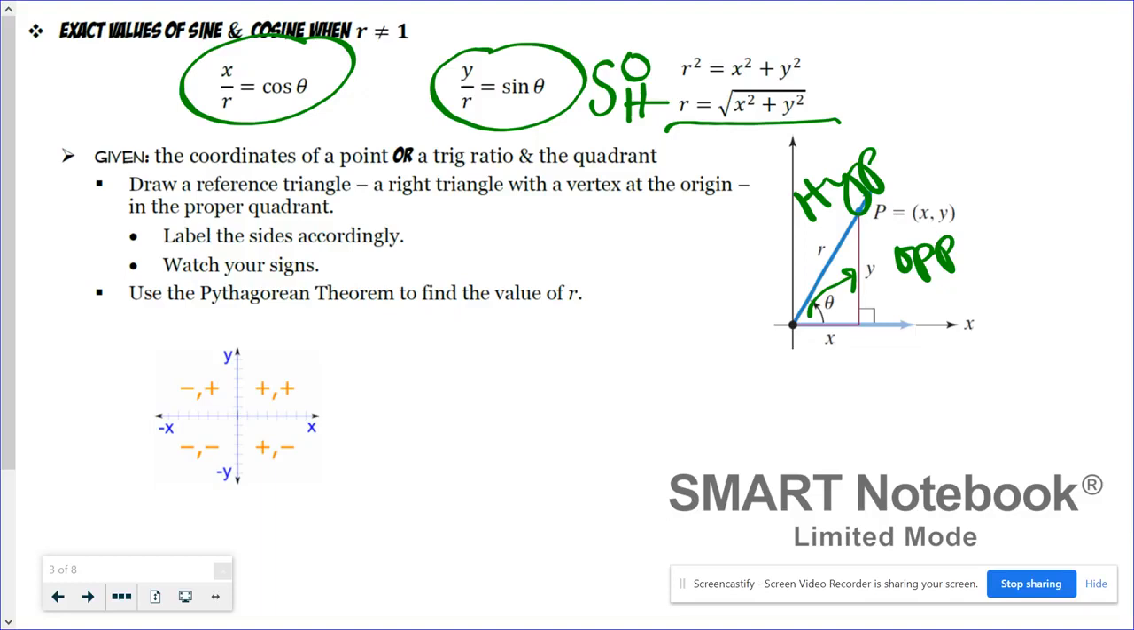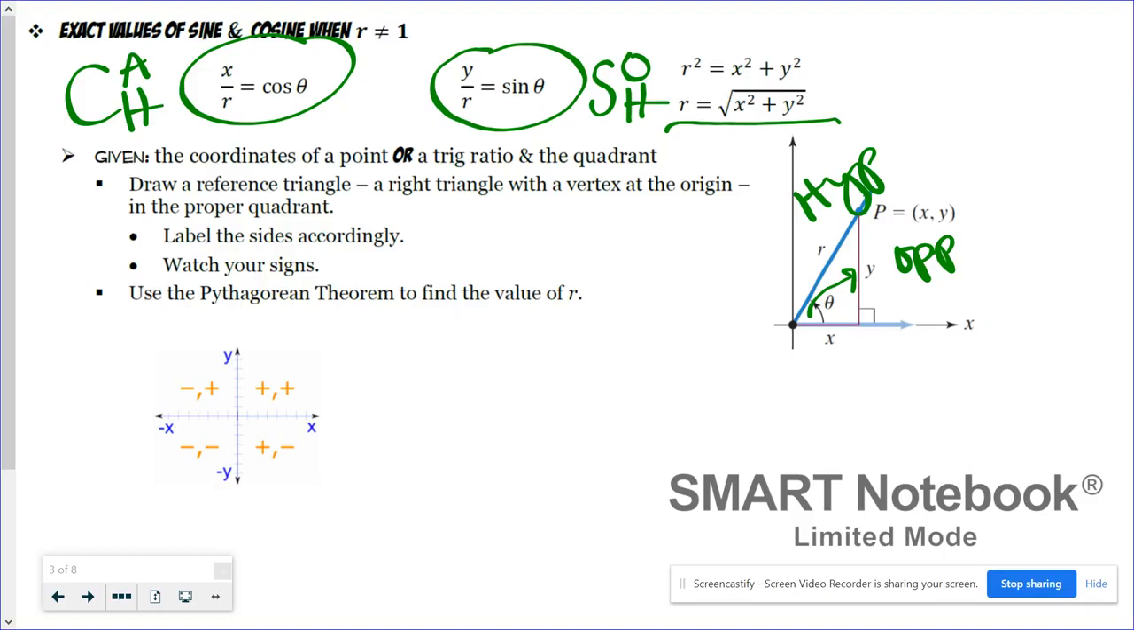So sine is the opposite over the hypotenuse, cosine is still the adjacent over the hypotenuse. We're just representing them with different variables here, okay? So when you're given a point on the unit circle, you need to draw a reference triangle. You're going to draw so many reference triangles.